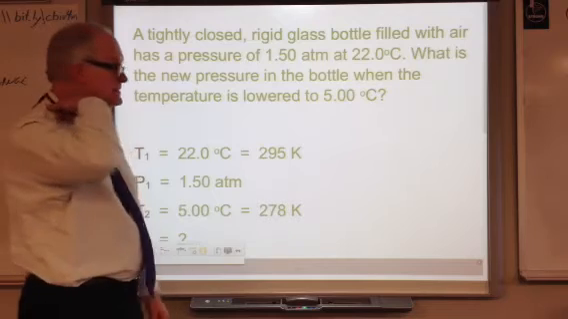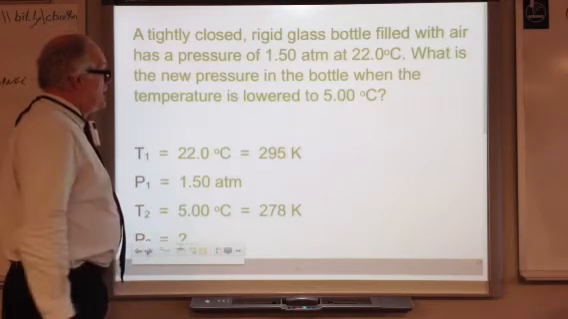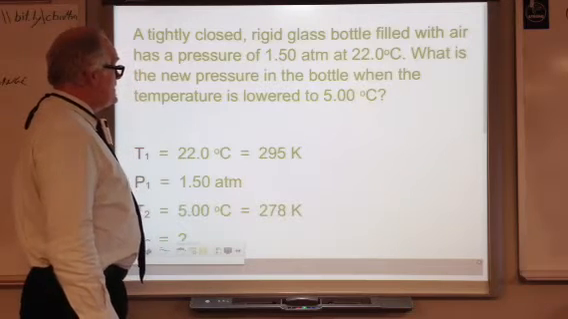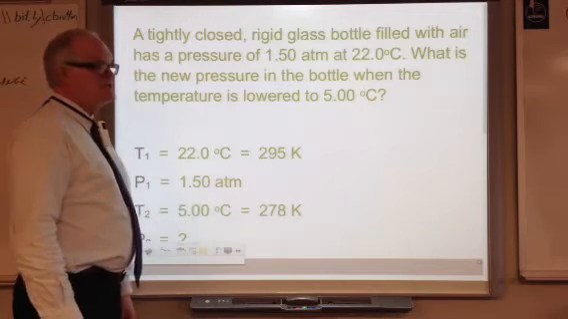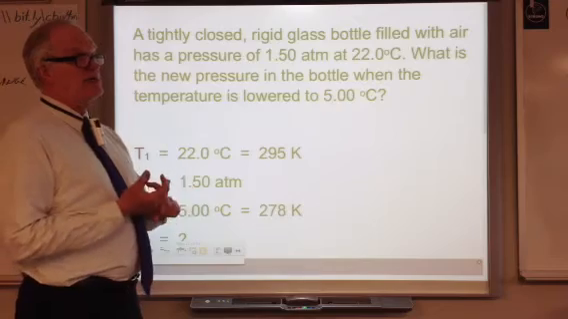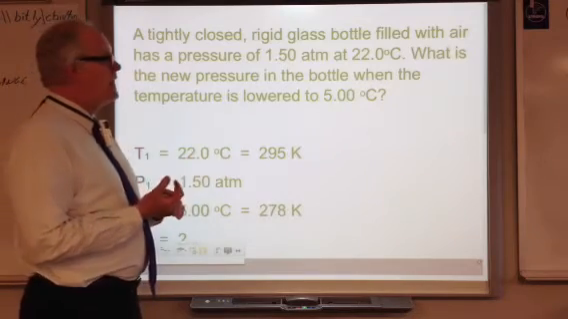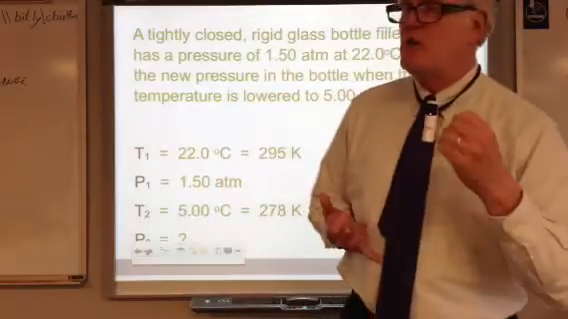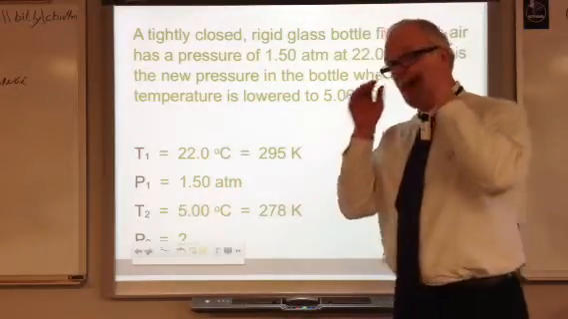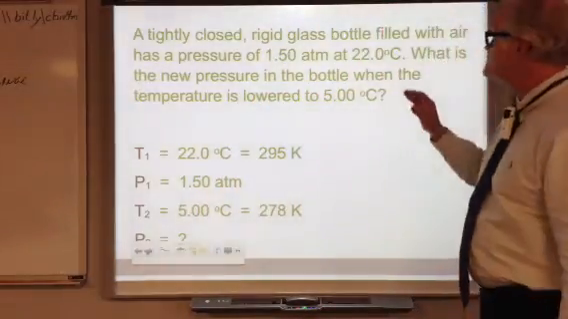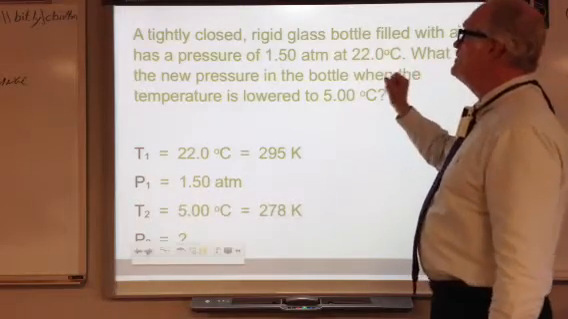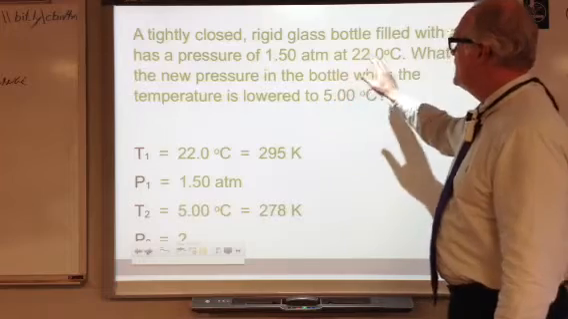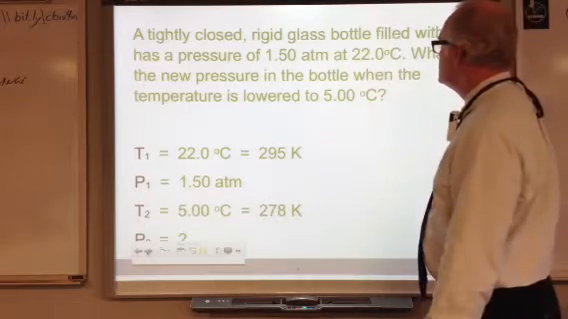Let's try an example. Let's think about a tightly closed, rigid glass bottle. Tightly closed, no air can get in or out. A glass bottle, it's rigid. The volume of the bottle won't change, so the volume of the gas inside the bottle won't change. So that bottle is filled with air to a pressure of 1.5 atmospheres at 22 degrees Celsius.